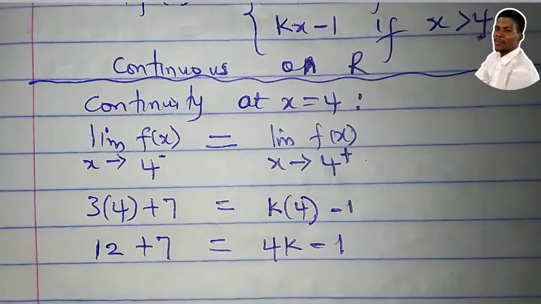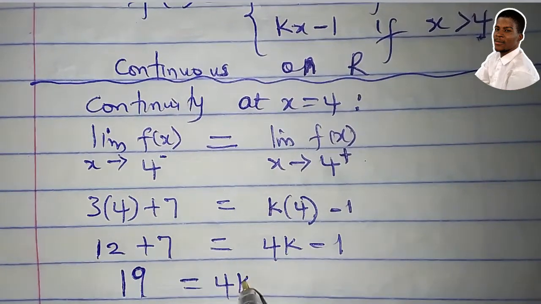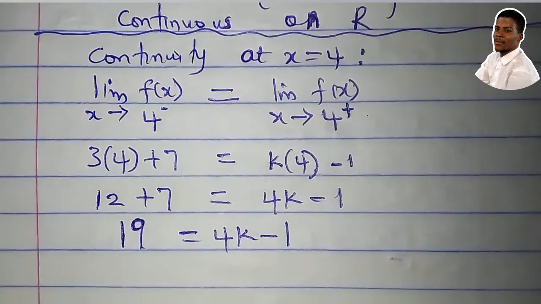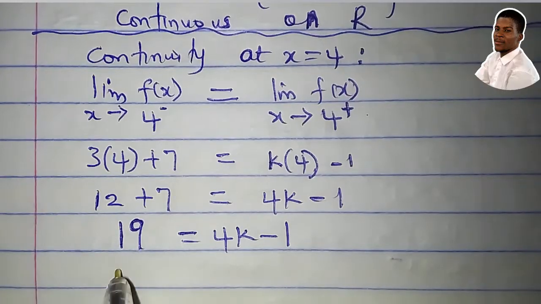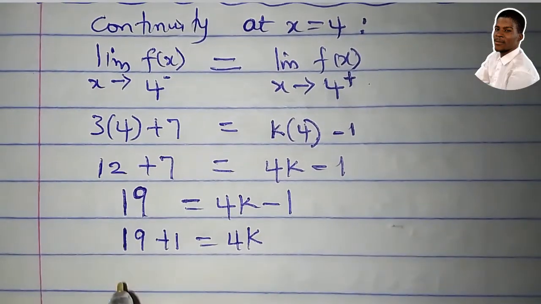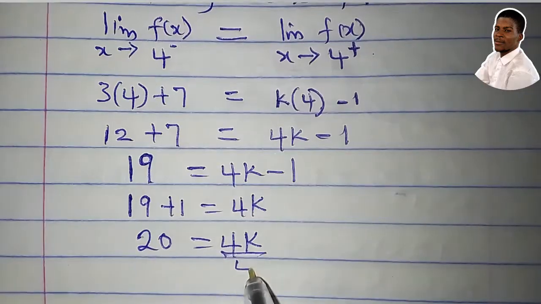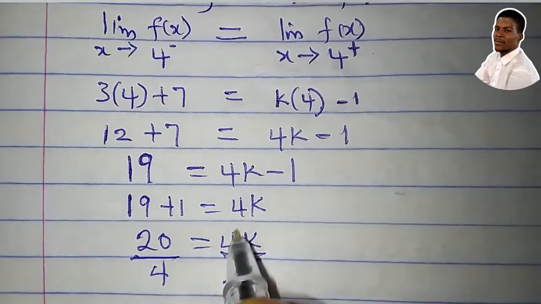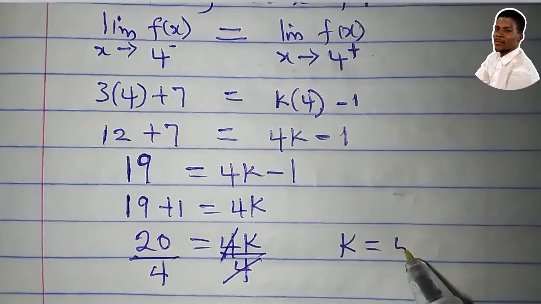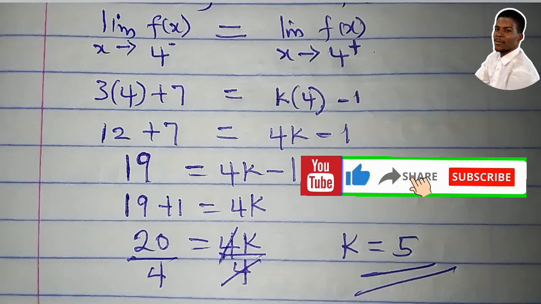So let's solve. 12 plus 7 is 19. Collecting like terms, the minus 1 will cross and turn to a plus 1. We have 19 plus 1 equal to 4k. So 20 is equal to 4k. Dividing both sides by 4, it is obvious that k is equal to 5. So the value of k, which makes the function continuous on the set of real numbers, is 5.